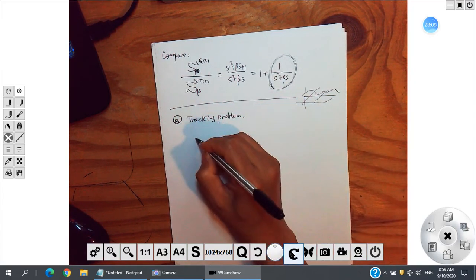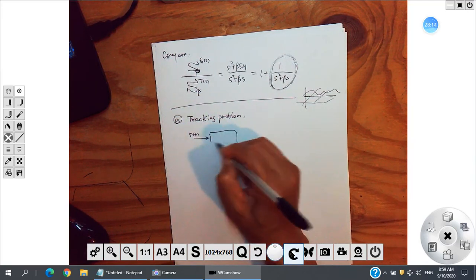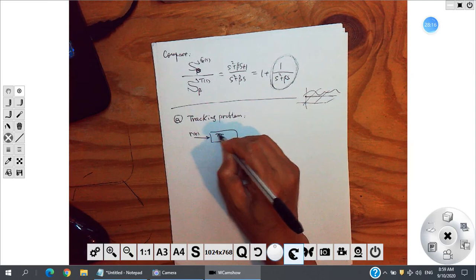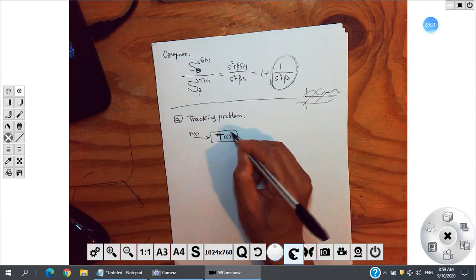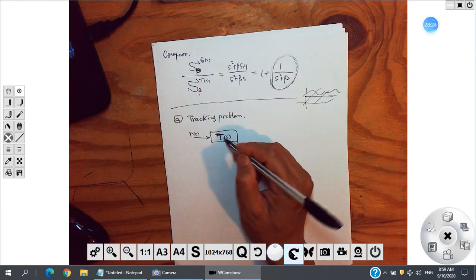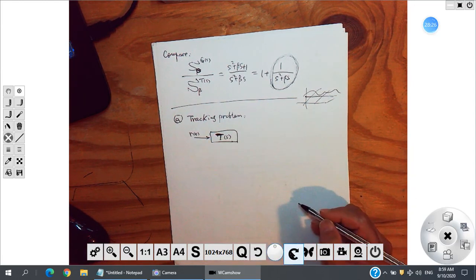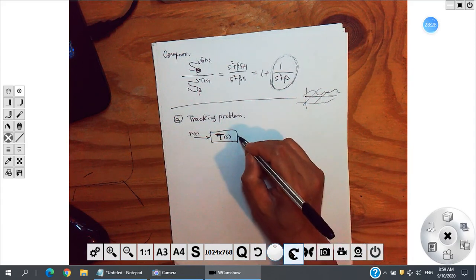We have an input to a system, right? I use T. T means the overall system. The system itself might be a feedback system or maybe more complex, right? I just use T(S) for the overall transfer function. Now we have the output.